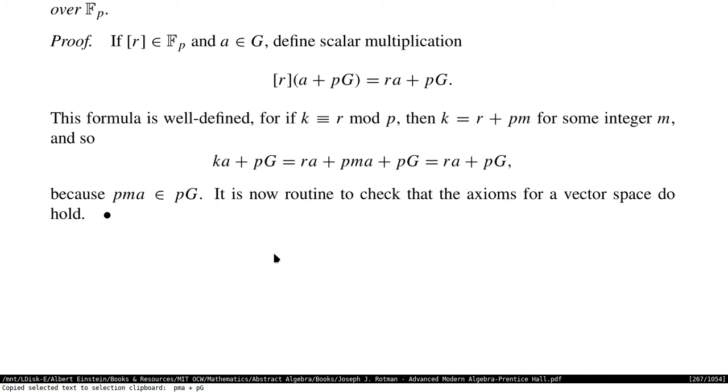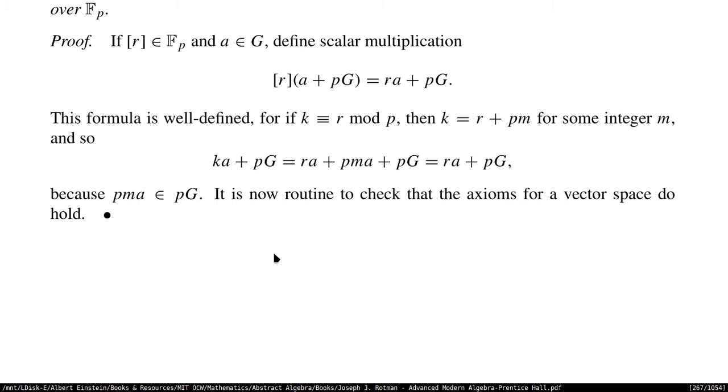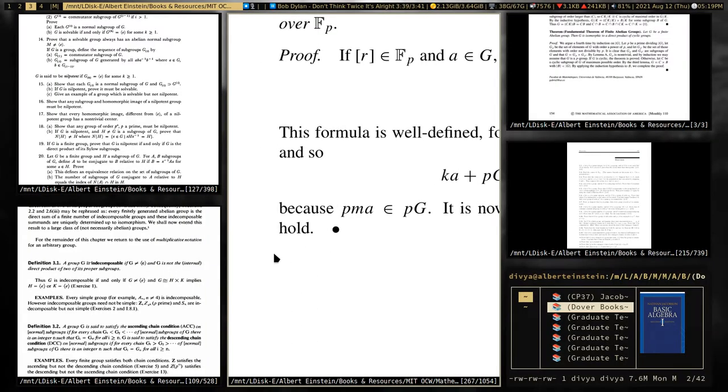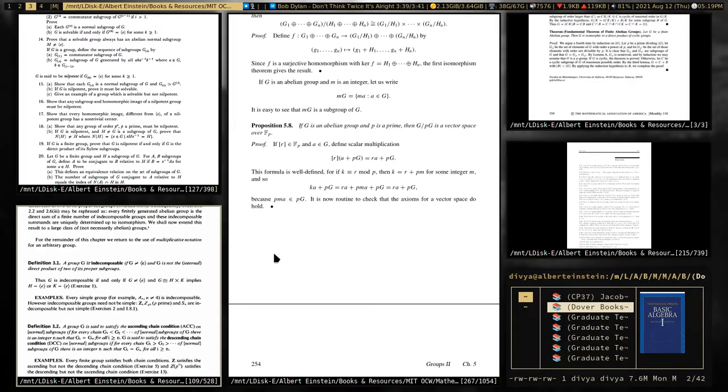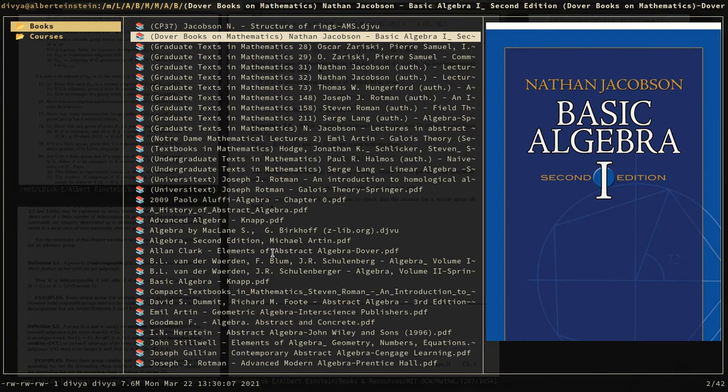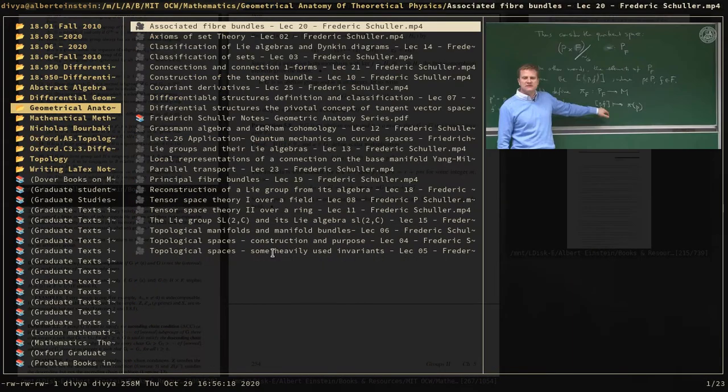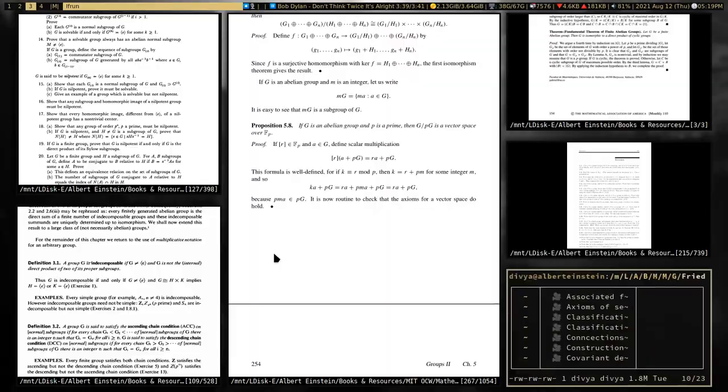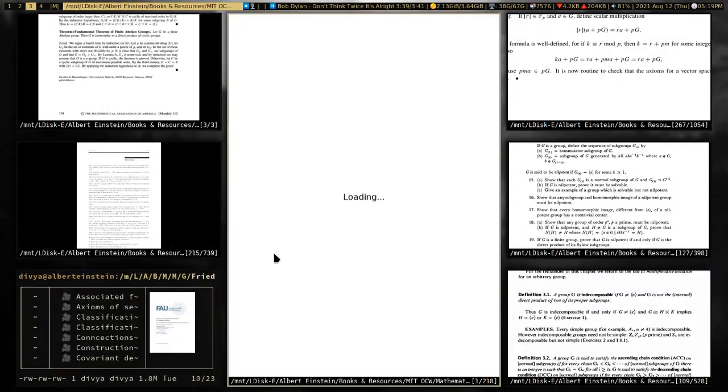Now, so this scalar multiplication is defined. Now you have to check that the scalar multiplication is actually in accordance with the axioms you need for a vector space. And if you remember what you need for a vector space, if you don't, it's not really important to go through, because he doesn't go through it at all, but I think the notes that I had were kind of nice.